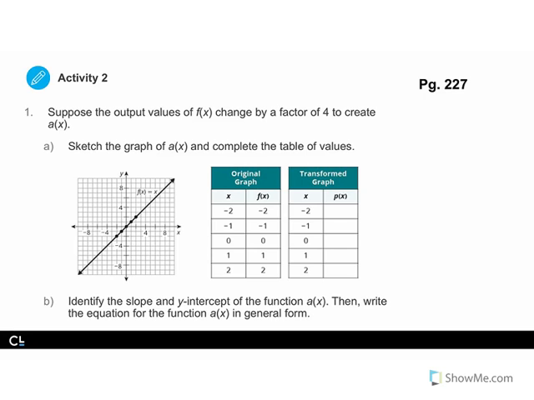So this first problem says, suppose the output values of f of x change by a factor of 4 to create a of x. The big thing here, you guys, with these directions is this word factor. Can you guys draw an arrow to that and write dilation? Because if you see something that says factor, that means dilation. Dilation means that we are going to multiply.